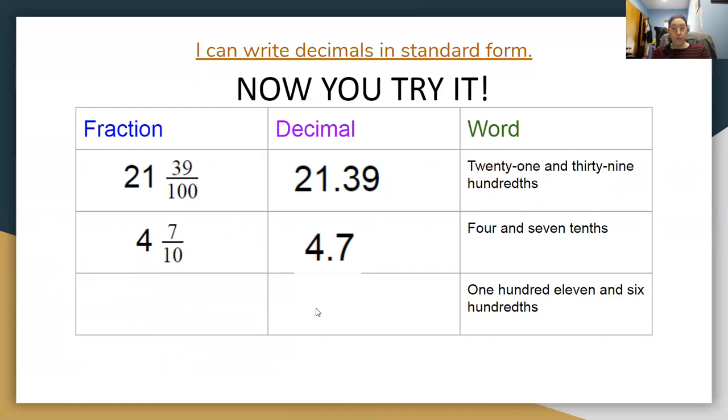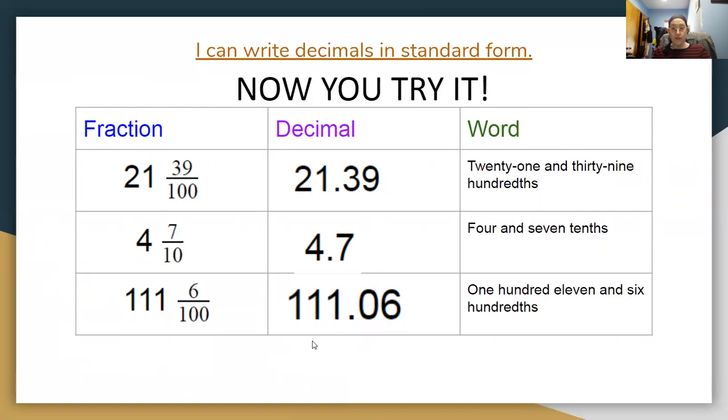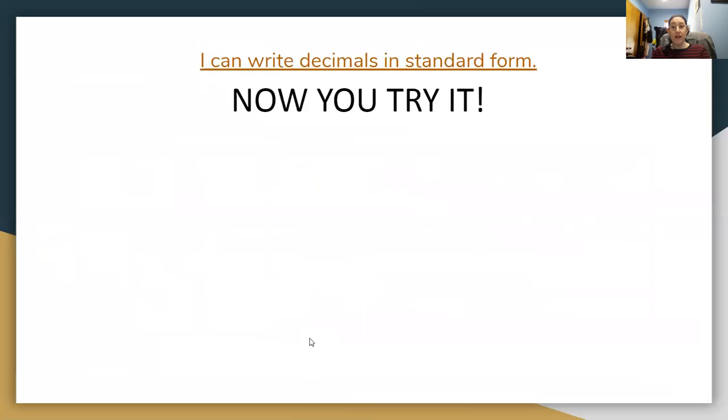I told you we're going to practice this. Did you remember the zero? 111.06. That zero is really important. Otherwise, your decimal would say 111 and 6 tenths. So watch out. Here's our last practice for today.